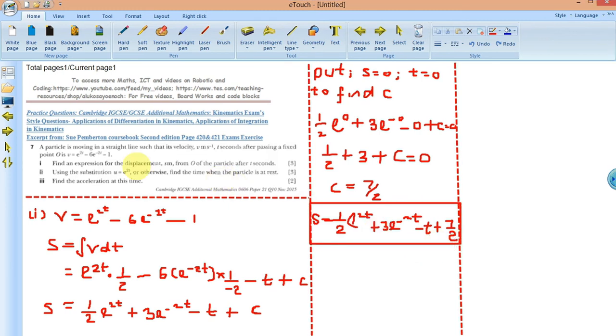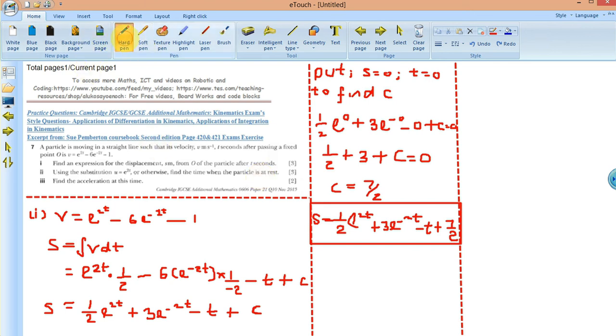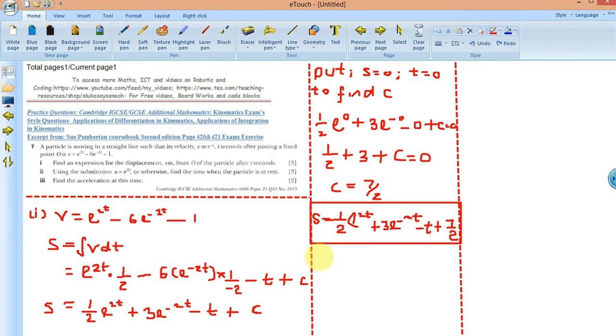Okay, the next question says that using the substitution method, u equals exponential 2t or otherwise, find the time when the particle is at rest. So guys, don't forget the particle is at rest when the velocity is zero at that instant. So at an instant, velocity equals 0, that's when the particle is at rest. So that is Roman figure 2, meaning that we should put v equals 0 to complete that task.